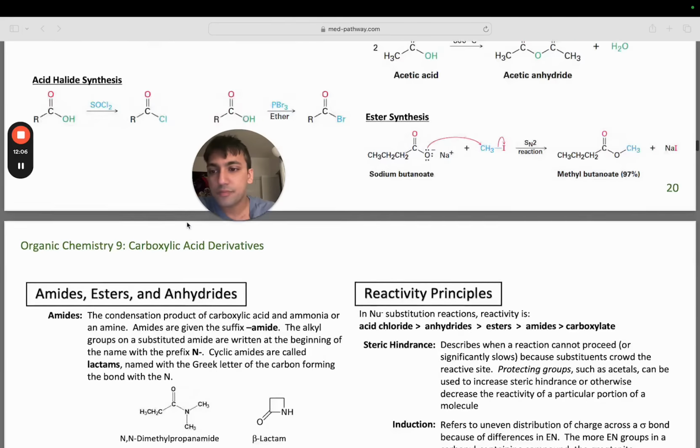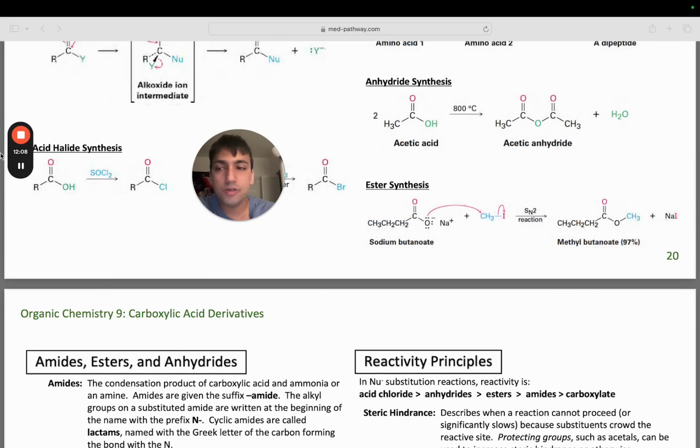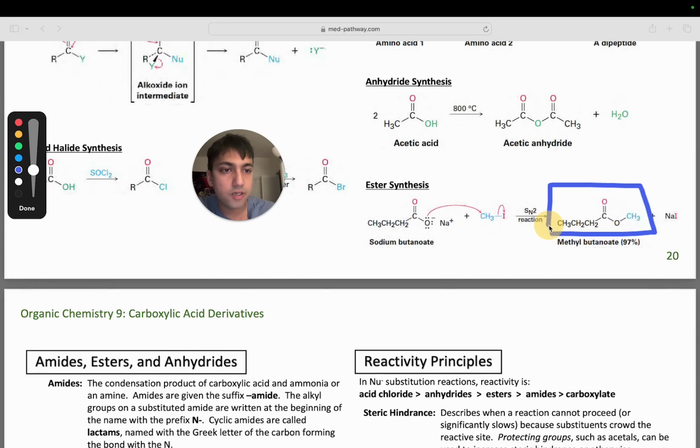Okay. And then it's important to notice, what is this compound called? Is it a carboxylic acid? Is it an ether? It's actually an ester. So that's why we were showing ester synthesis, because we have that sort of configuration.